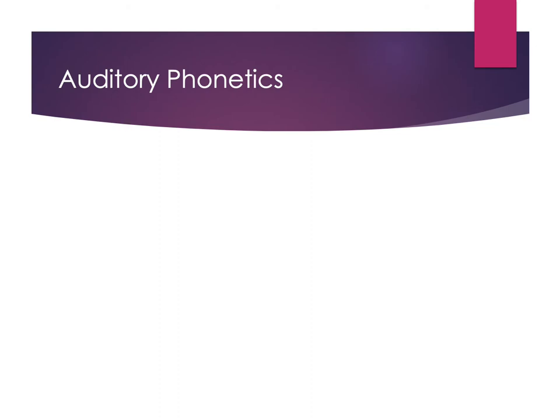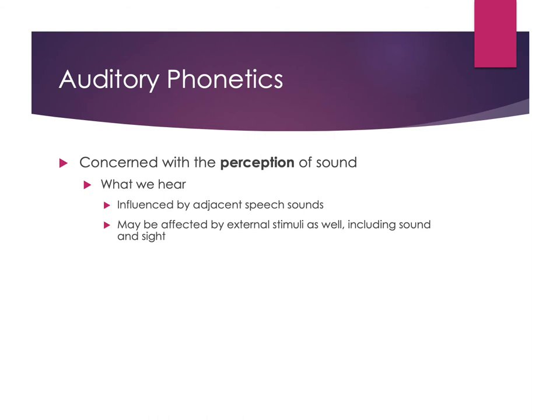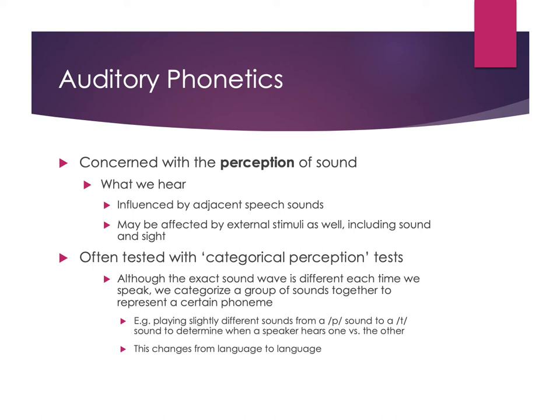The next one, auditory phonetics, is concerned with the perception of sound. So this is interested in the things that we hear, the influence of adjacent speech sounds. So what happens when we have a sound that has different sounds next to it on either side, as well as things like external stimuli. So what happens when there's background sound? What happens if you see something that contradicts the kinds of things that you're hearing? And this is something that is important because when we speak quickly, sounds aren't always taking place in the same part of our mouths, but we're still perceiving them as the exact same sound. We tend to group sounds together to represent a sound in a language.